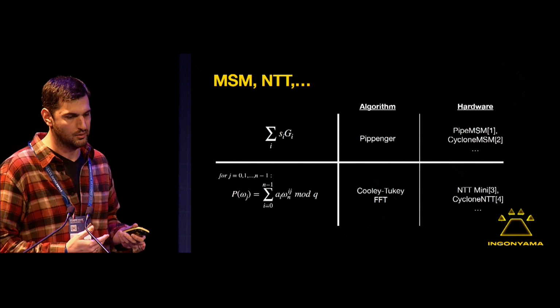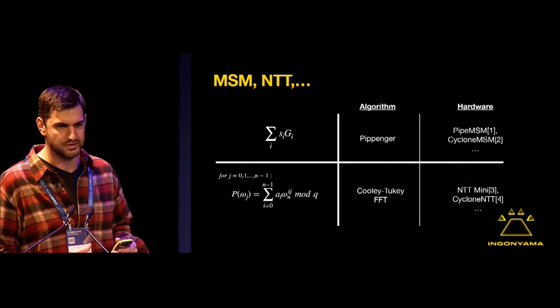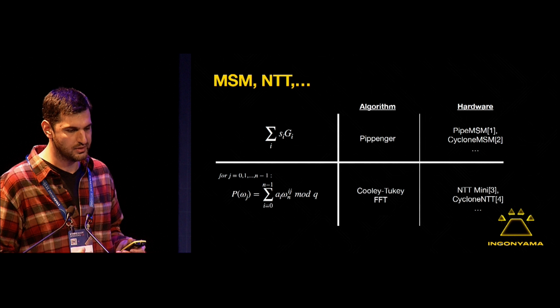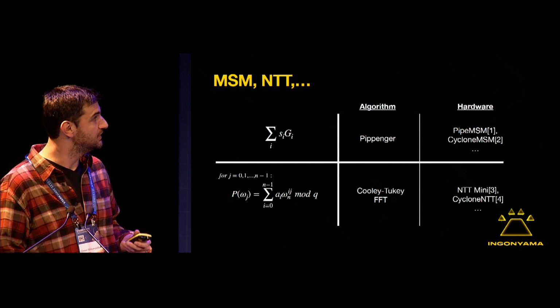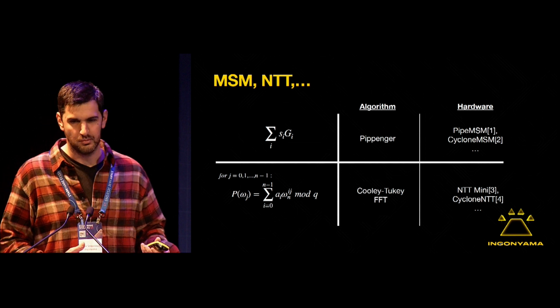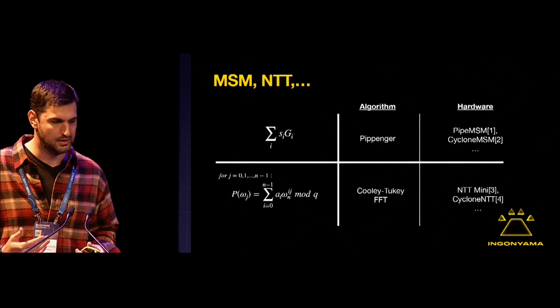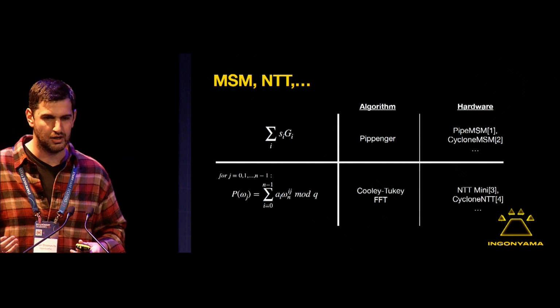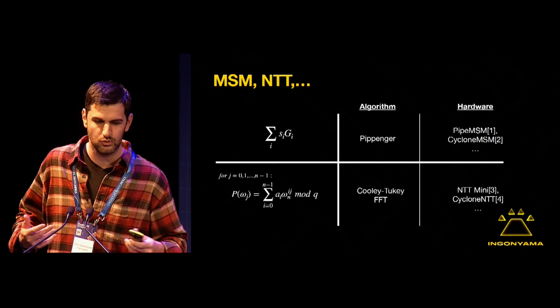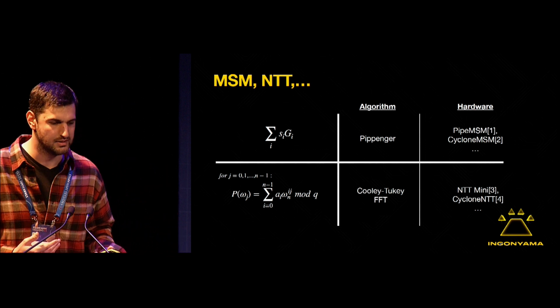Now with NTT, things are a bit different. This is only field operations, as you can see. There's this loop that needs to repeat n times. The most popular algorithm to solve the NTT is the Cooley-Tukey FFT. And here again, when it comes to hardware, there are different ways to implement. We have one direction, there are obviously other directions.